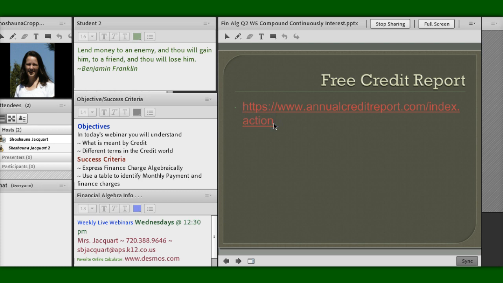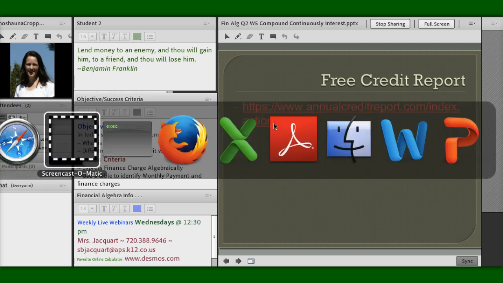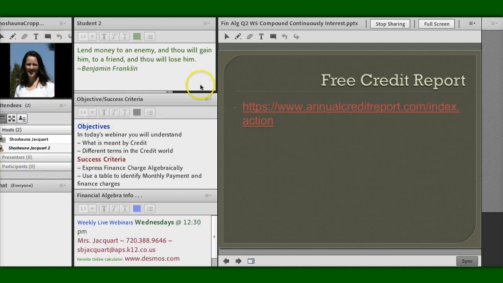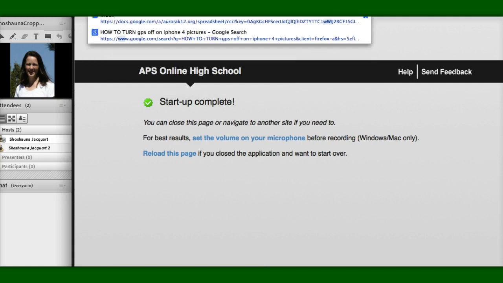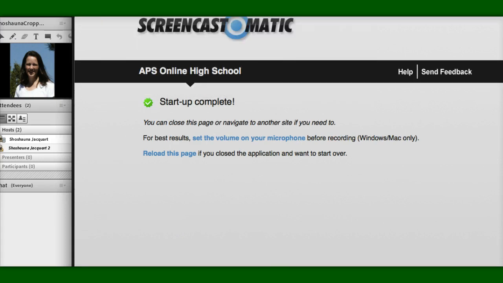www.annualcreditreport.com. So I'm going to go there right now. Where'd it go? There it is.